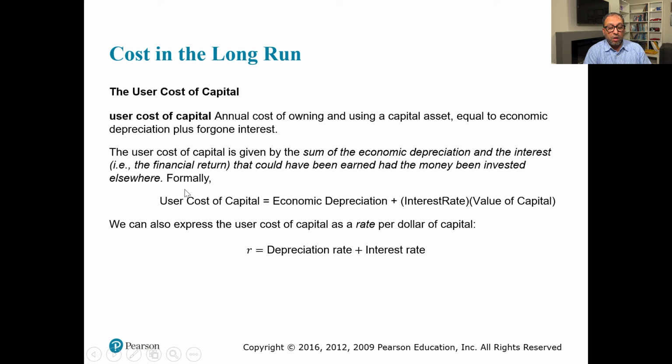The user cost of capital is given by the sum of the economic depreciation and the interest that could have been earned had the money been invested elsewhere. So formally, we can say user cost of capital is economic depreciation plus interest rate times value of capital. We can also express the user cost of capital as a rate per dollar of capital. R, we represent here in terms of dollars, the user cost of capital: depreciation rate plus interest rate.